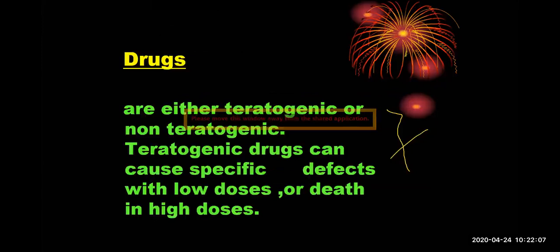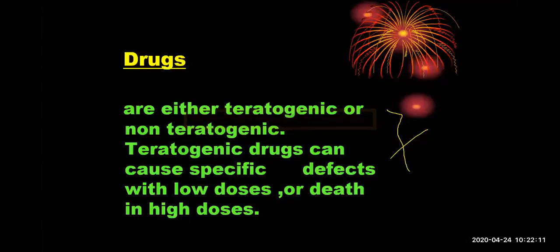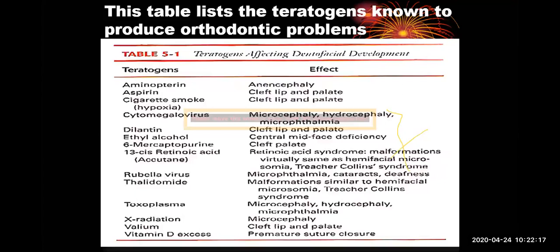So the drugs affecting, the teratogens. This is very important. So the teratogens affecting the dentofacial developments. All these are your teratogens. All this is a big list. Aspirin, okay, Dilantin, ethyl alcohol, thalidomide, and the radiations and the excess of vitamin D.